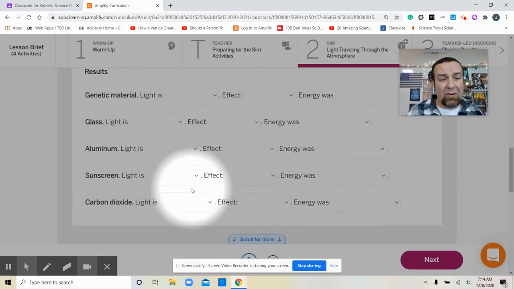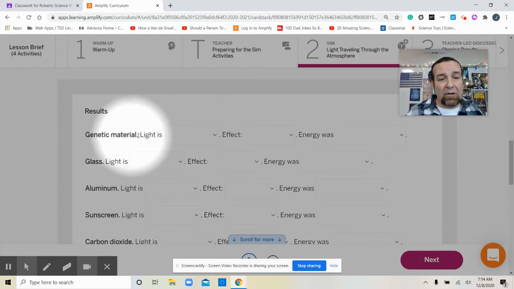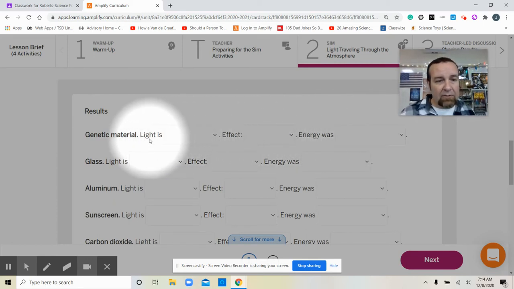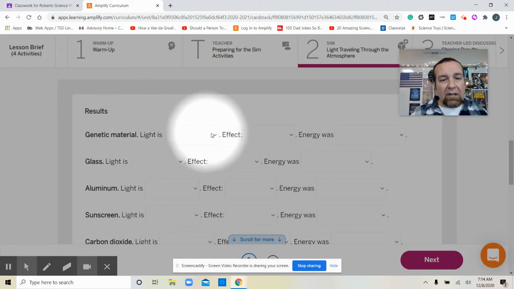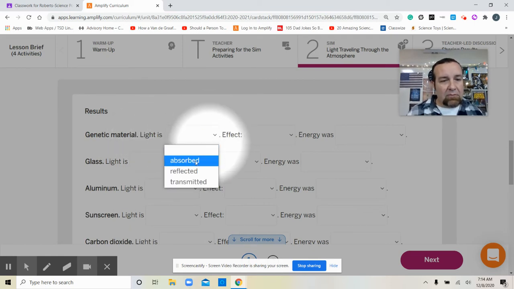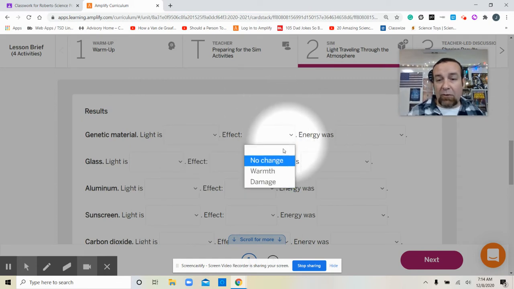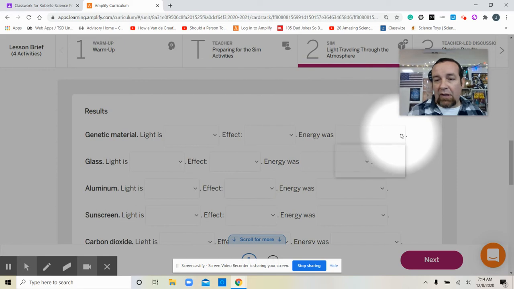So I think we should go in this order, starting with genetic material. And you'll see these are drop-down boxes. So for genetic material, light is what? Absorbed, reflected, or transmitted? And what's the effect going to be? Is it going to be change, warmth, or damage? And then the energy was absorbed, or energy was carried by light.